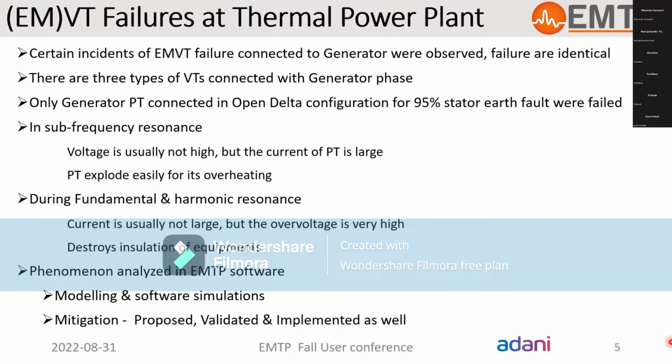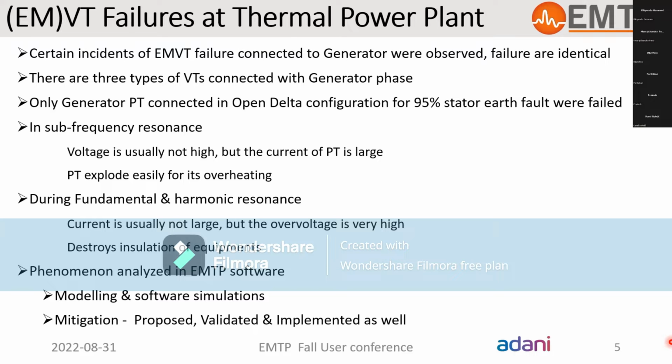Now, in the past, 4 incidents of voltage, or we can say potential transformer, EMVT failure, which is connected to the generator phase duct, were observed. All the EMVTs which failed were mainly identical in nature.